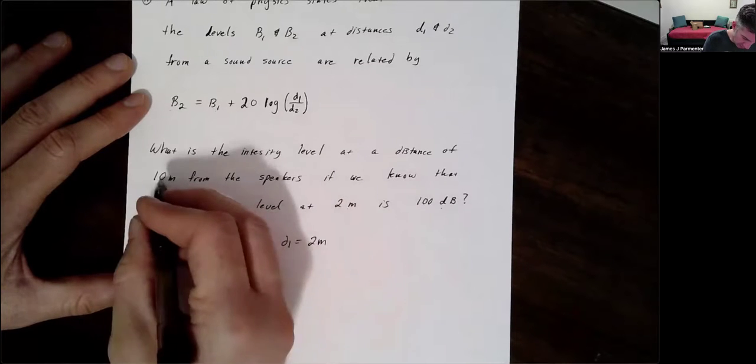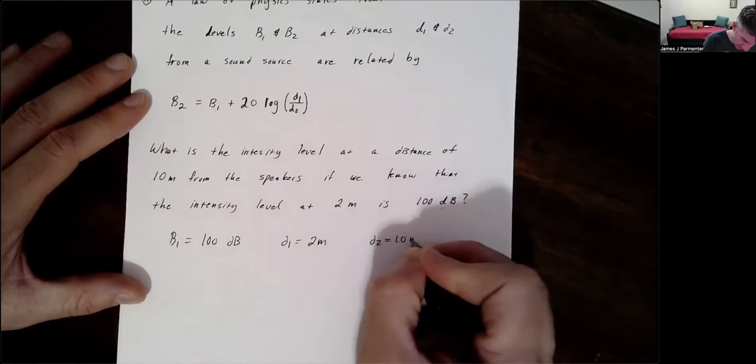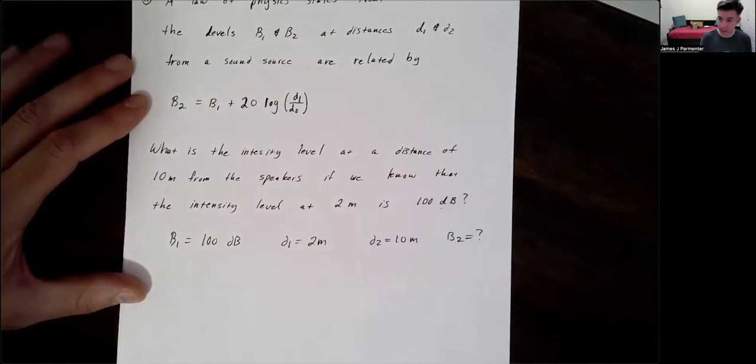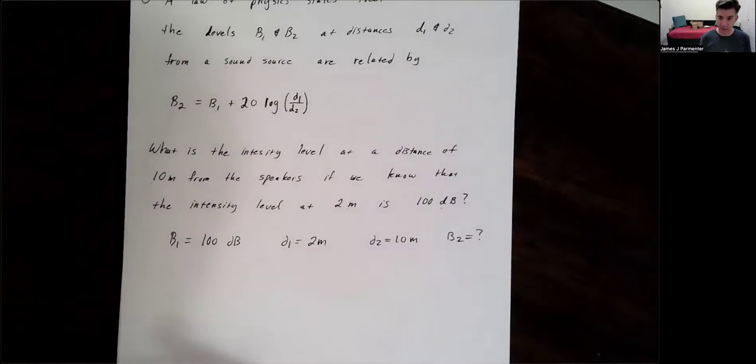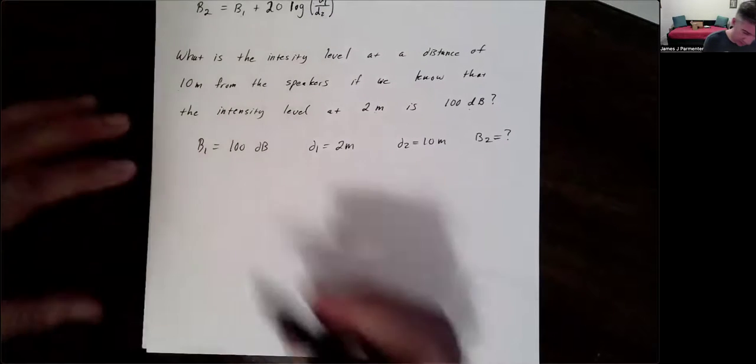And then we are given the other distance and we're asked to find the other intensity level. Typically with word questions where you have an equation and they're asking you to find something, you're almost always guaranteed to have all the other pieces, or at least a way of finding all the other pieces. Here, they're just straight up giving them to us. So we're just going to substitute in the known values and solve for the one that we don't know.